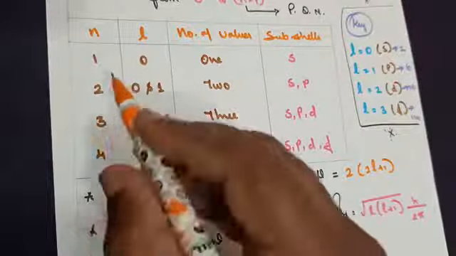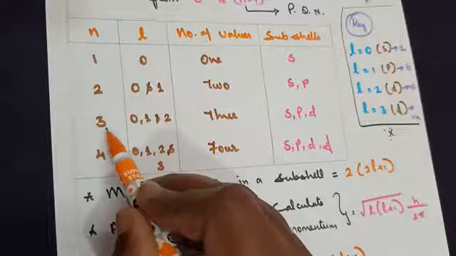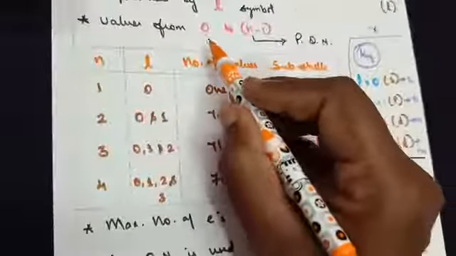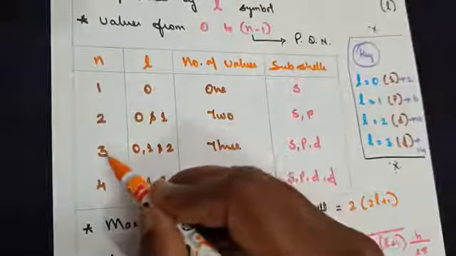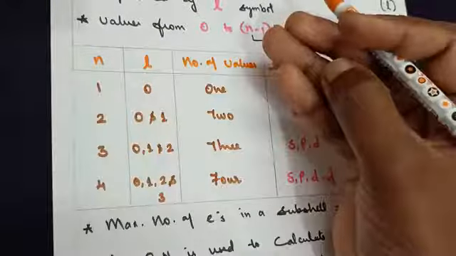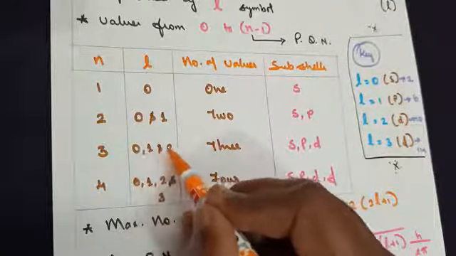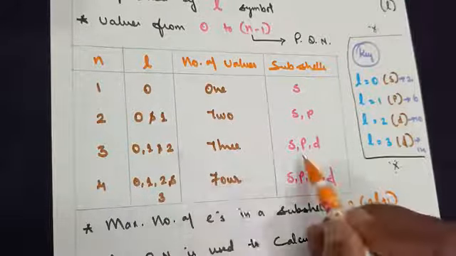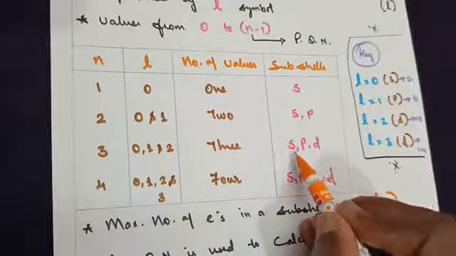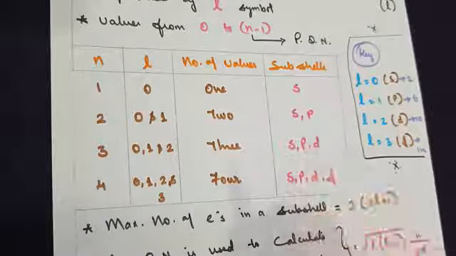Now if you consider the principal quantum number to be 3, substituting into the formula, 0 we already have, and n minus 1, when n equals 3, 3 minus 1 will be 2. So 0, 1, 2. How many values are you getting? 3 values. So how many orbitals will be there? S orbital, p orbital and d orbital.